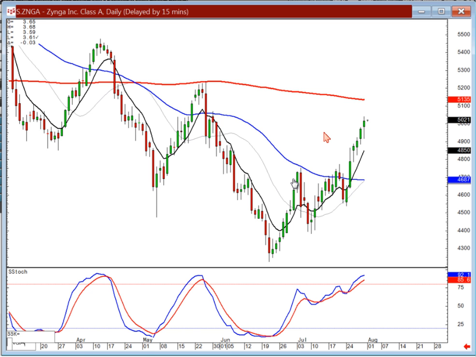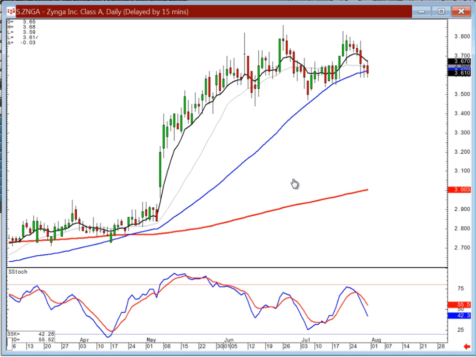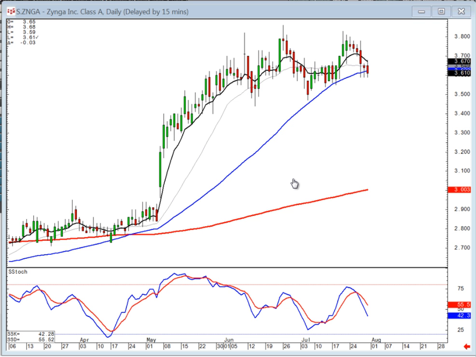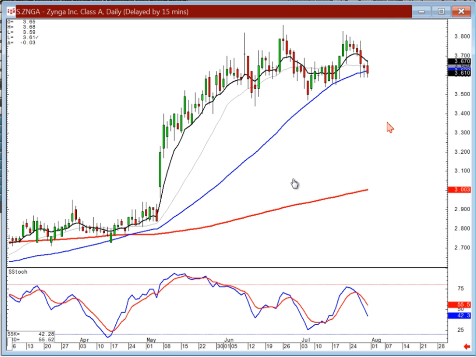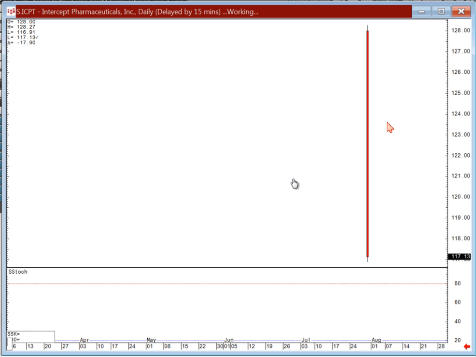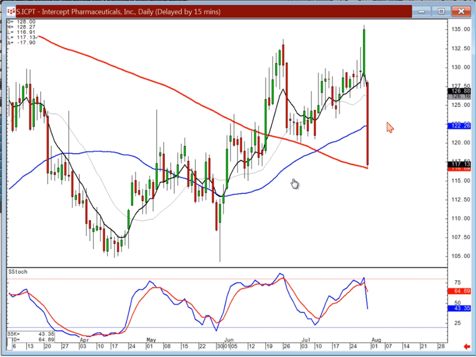Did I do Zynga? What did I just do? Zynga? Nothing. I wouldn't be long or short on this one. You should have been out a couple of days ago when it closed below the T line. ICPT, kicker signal to the downside. You could be buying puts on this one tomorrow. Yes, a bearish kicker.